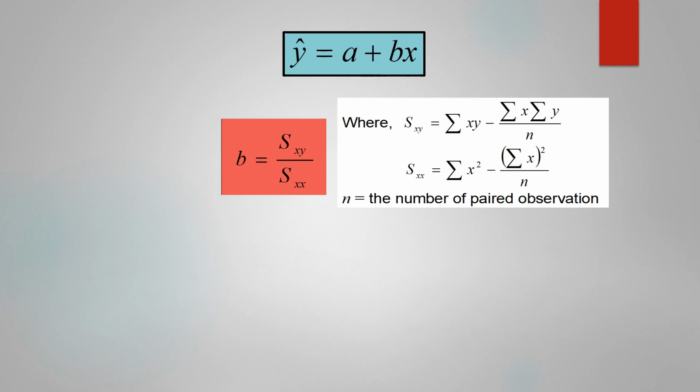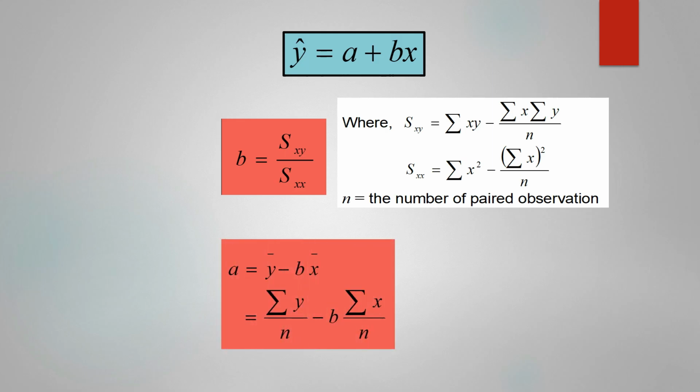How about a? The formula for a is a equals y bar minus b times x bar. In other words, summation y over n minus b times summation x over n. You need to remember this formula in order to find the value of a and b so that you can write your regression line y hat equals a plus bx.